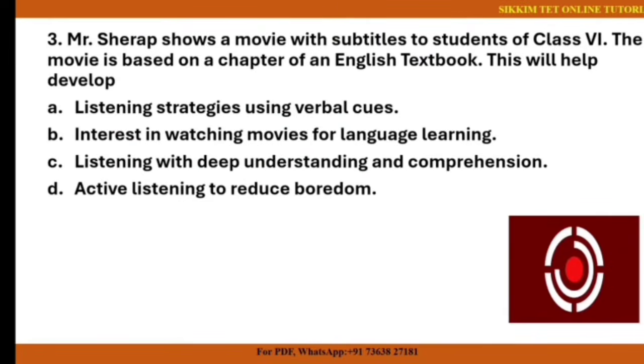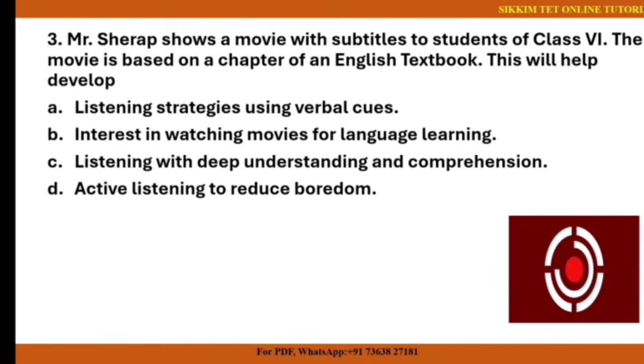Okay, next we have Mr. Serap shows a movie with subtitles to students of class 6. The movie is based on a chapter of an English textbook, and this will help develop. So there are four options given below, right? We'll try to figure out the question without using the options. Let's give a try and see how it goes.